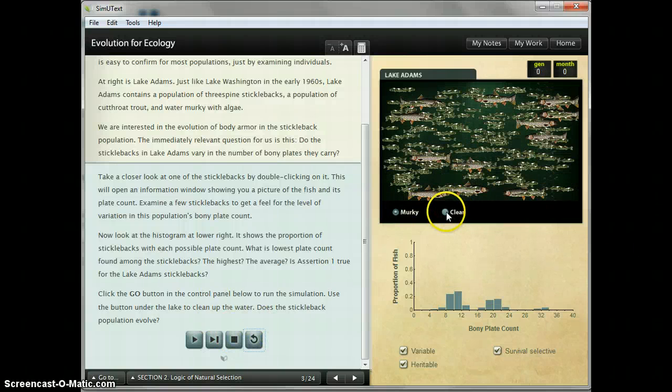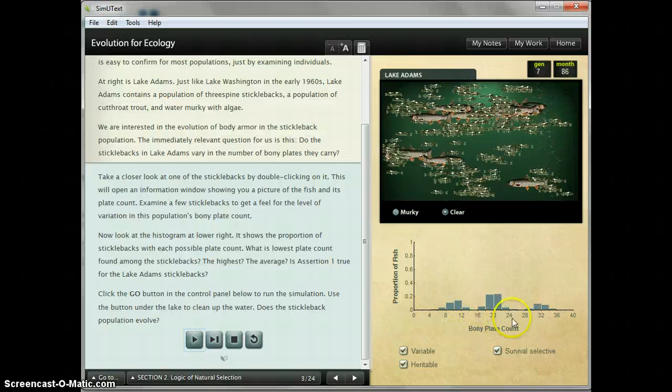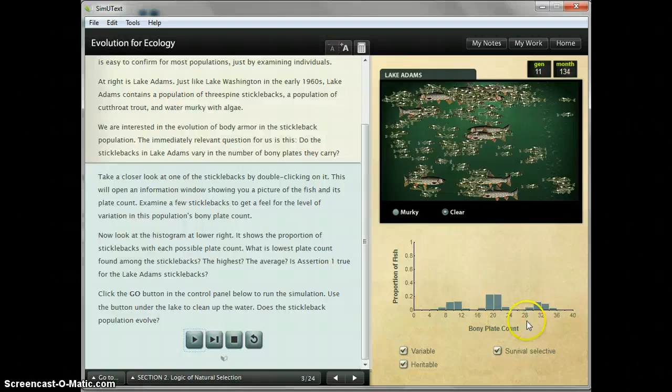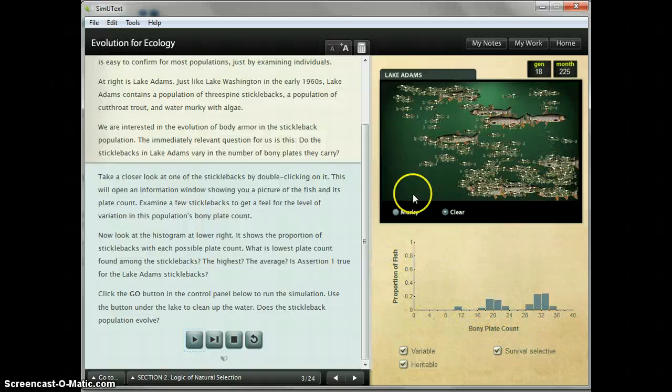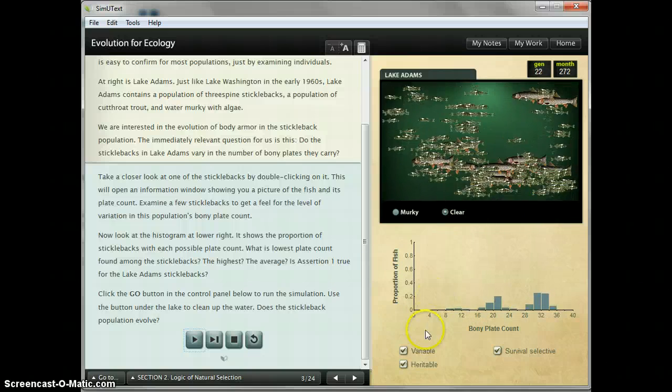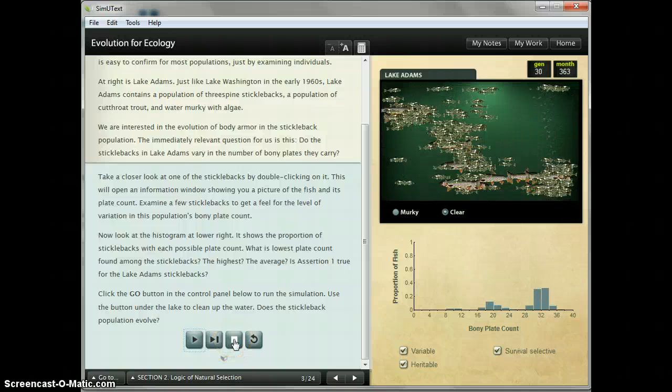We can also run this after the lake has been cleared up. So now the predator fish are able to see their prey, and they're able to go after the ones that are going to be easier to eat. In this case, that should be the ones with fewer bony plates. If we run the simulation now and watch what happens to our distribution, you'll notice that over time we have a larger and larger proportion of the population having more bony plates. And that's because natural selection is at work here. With the predator fish being able to see who they're eating, they're going for the ones that are easier for them to catch and eat.